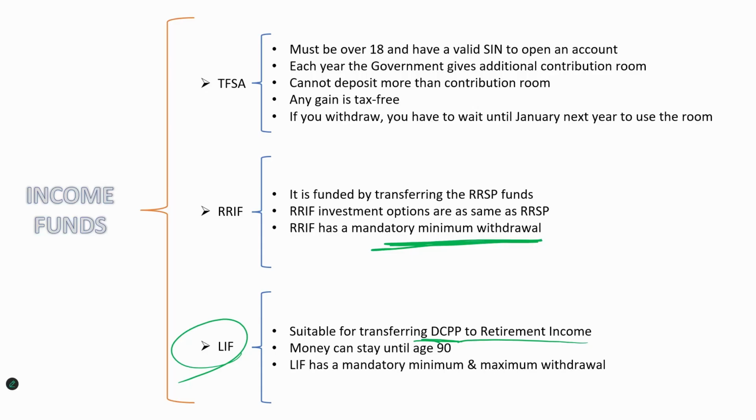And the reason why is that this one has a mandatory minimum and maximum withdrawal. So if they ask in the exam, what is the difference between RRIF and LIF? The difference is that RRIF only has a mandatory minimum withdrawal, but LIF has a mandatory minimum and maximum withdrawal. So you can't take all the money at once. Eventually, by age 90, you have taken all of it out. It's the same thing with RRIF as well, but that minimum withdrawal that you are mandated to take is going to finish by age 90. So that's the difference between these two.